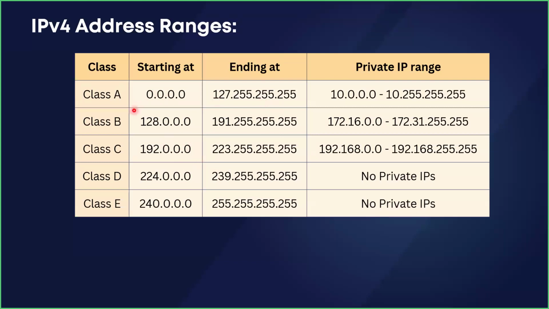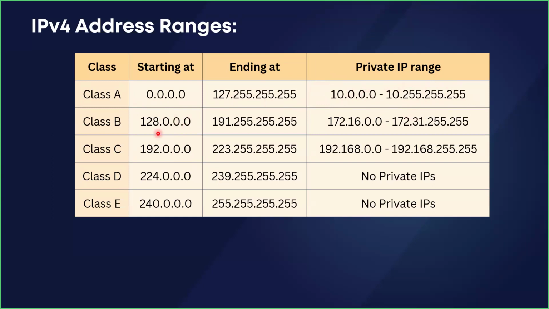Okay. So Class A from 0 to 127, there's a small range 10.0.0.0 to 10.255.255.255. That's the Class A private IP range. Any IP within that range is a private IP, which can be used in your local network. And any IP outside that range is a public IP, used by the ISPs to provide the internet access.